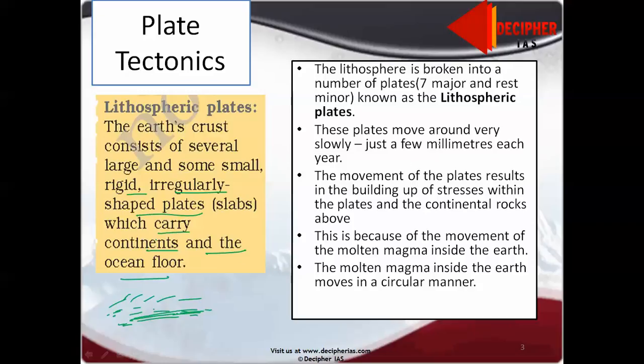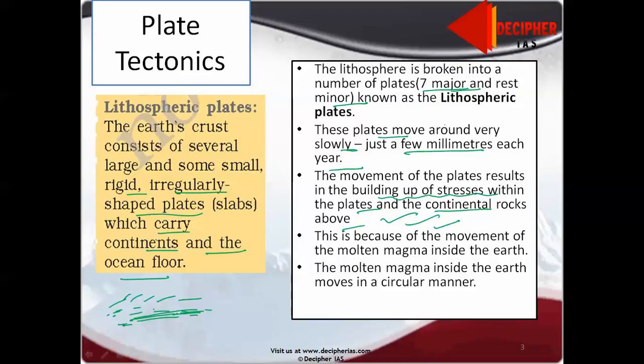The plates are divided into major and minor plates. There are 7 major plates and the rest are minor plates. Now these plates move around very slowly, in the order of a few millimeters each year, and this leads to the building up of stresses in the plates and continental rocks above, which is released by volcanism and earthquakes.